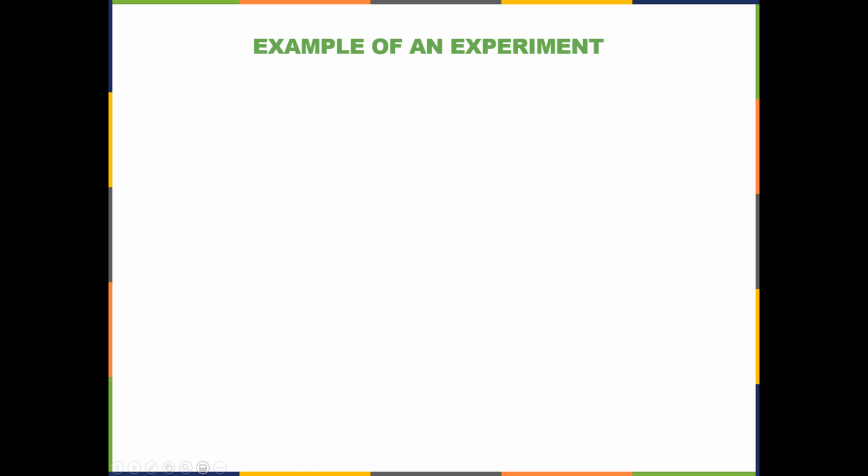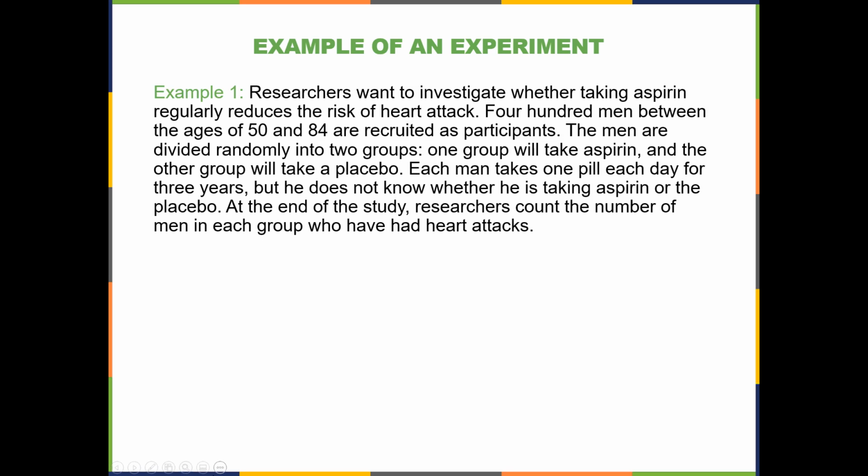Here's an example of an experiment. Researchers want to investigate whether taking aspirin regularly reduces the risk of heart attack. 400 men between the ages of 50 and 84 are recruited as participants. The men are divided randomly into two groups. One group will take aspirin, and the other group will take a placebo.